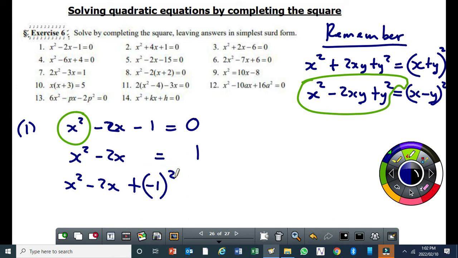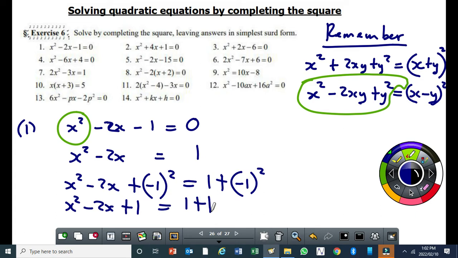Where did I get this minus 1? It's half of the coefficient of x, which in this case is negative 2. So this will be equal to 1 plus minus 1 all squared. And this becomes x squared minus 2x plus 1 equal to 1 plus 1. So you end up getting x squared minus 2x plus 1 equal to 2.